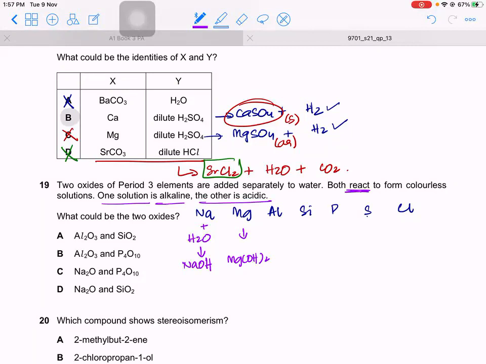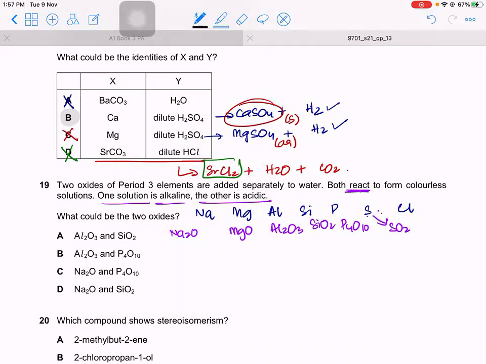So let's see what the two oxides could be. You're adding oxides to water, my bad. So what will be the oxide of each of these? Na2O, and so on down the period, until SO2. Now they're saying you're adding these to water and they will react.